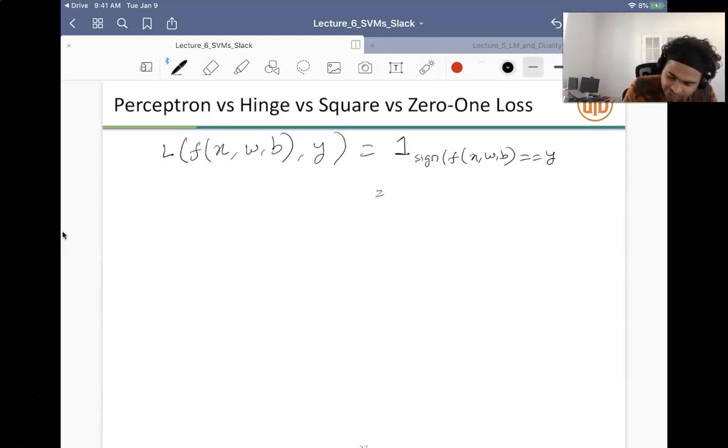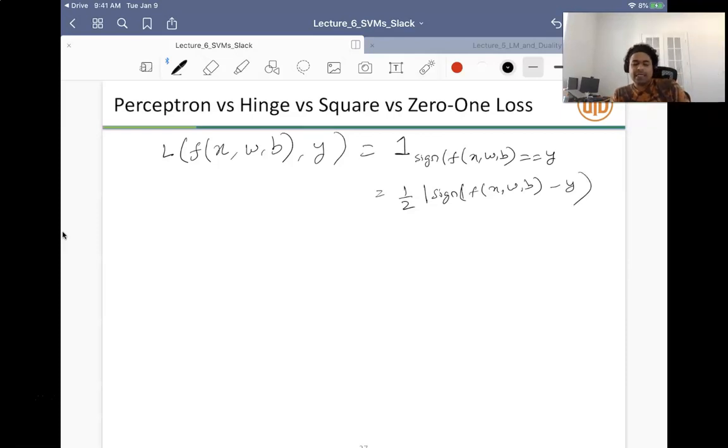If it's exactly the same sign, then it is 0, otherwise it's 1, right? Another way to write this is half of the absolute difference between sign of f of x comma w comma b minus y. We saw that if y and the sign don't match, then it will be minus 1 and plus 1, then the difference will be 2. Since this is the absolute value, I just have minus y. Okay, so this is the 0 1 loss.